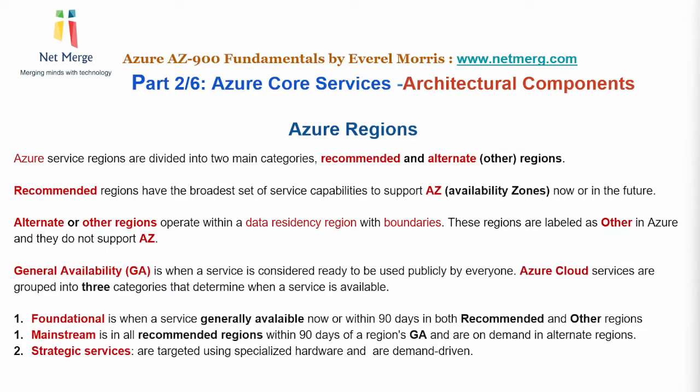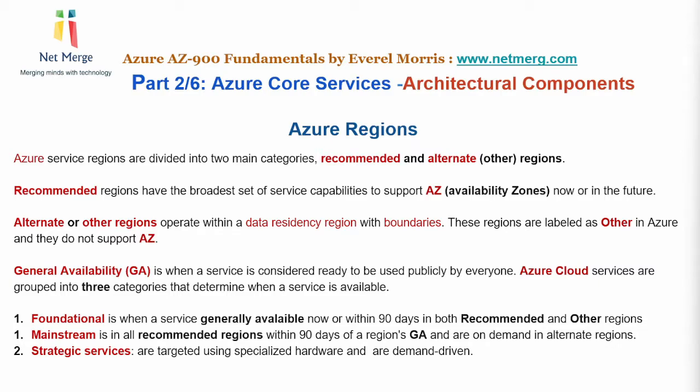Now we want to talk about general availability. I'll talk about it briefly here and we'll talk about it again. General availability is when a service is considered ready to be used publicly by everyone. It's available to the general public. Azure Cloud Services are grouped into three categories that determine when a service is available. Now, the first category is referred to as foundational. It is when a service is generally available now or within 90 days in both recommended and other regions.